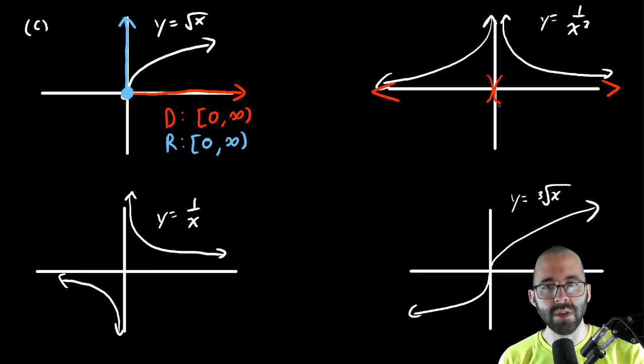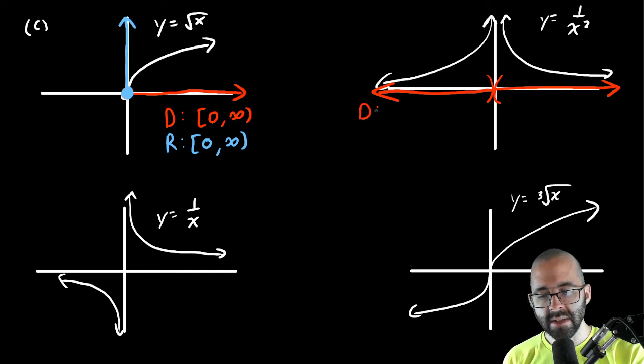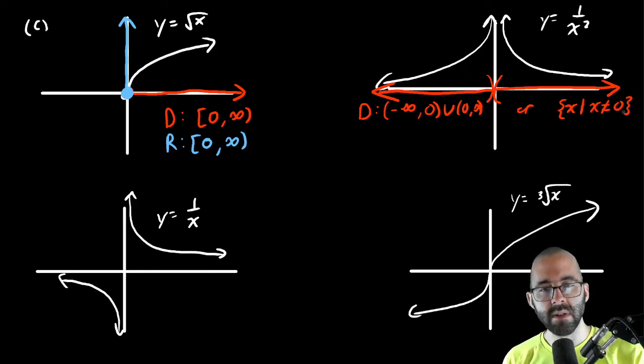Use an open circle here or parentheses for our domain. The domain is going to be everything except 0. Negative infinity to 0, union 0 to infinity. Or you could write this in set builder notation, the set of all x such that x is not equal to 0.